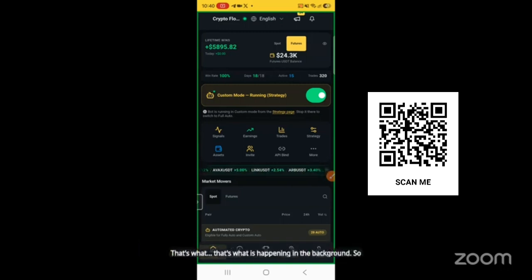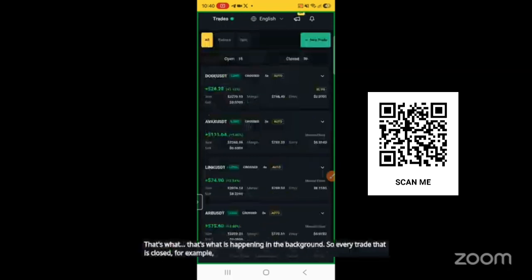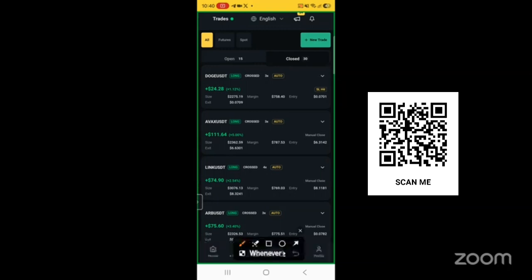So every trade that is closed, for example, if you come here on closed trades, every trade that is closed can either be closed by hitting a stop loss. Maybe this is a stop loss. Now, let me talk about how the bot takes profit. How does the bot take profit? Whenever your trade enters profit of plus 2.3%. Now this is on the profit taker.